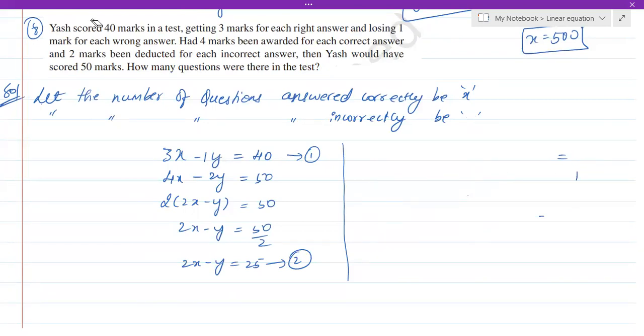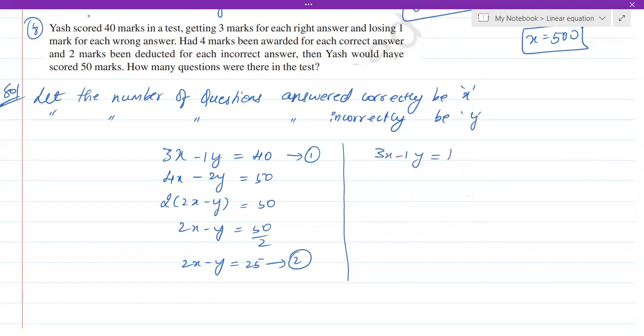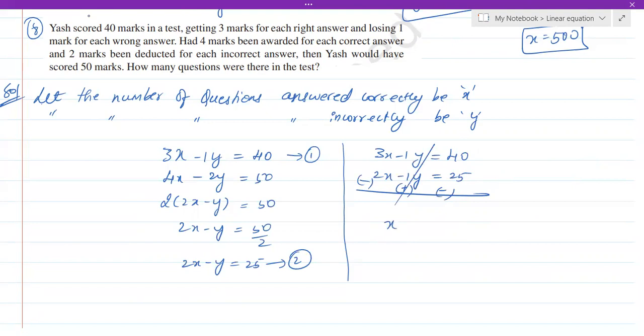Now, let's solve these by the elimination method. So the first equation, 3x minus 1y is equal to 40. 2x minus 1y is equal to 25. Let's change the sign. This will become minus, plus, minus. Plus 1y minus 1y gets cancelled. 3x minus 2x is x. 40 minus 25 is 15. So therefore, how many questions are correct? 15 questions are correct.